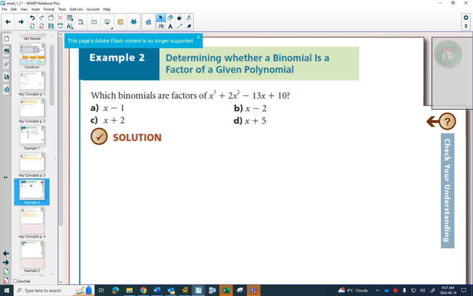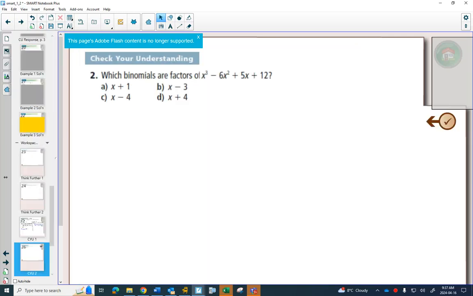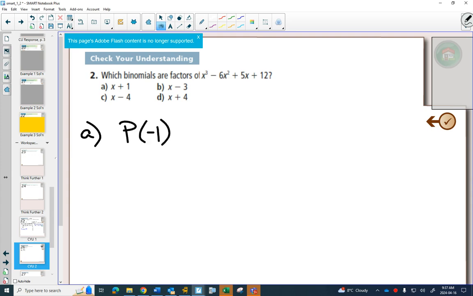So we're going to start with this example, and we're going to test these. Are these factors or not? So for part A, because it's a small number of 1, I like using the remainder theorem. It is easy enough to plug in -1 to figure this out.